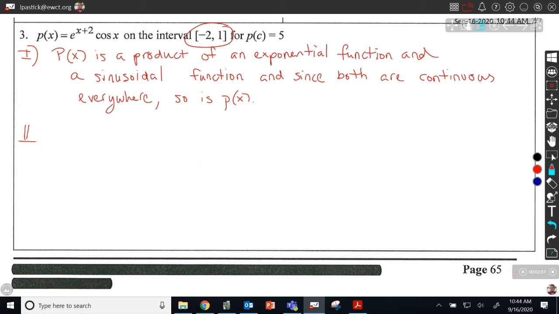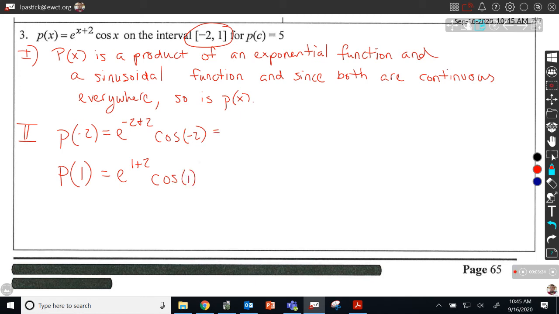Part two is to determine the values at the endpoints. So we have to plug in -2 and 1 and see what happens. So p of -2 equals e to the -2 plus 2 times the cosine of -2. And then p of 1 equals e to the 1 plus 2, which is 3, times the cosine of 1. And now we have to determine what these equal.